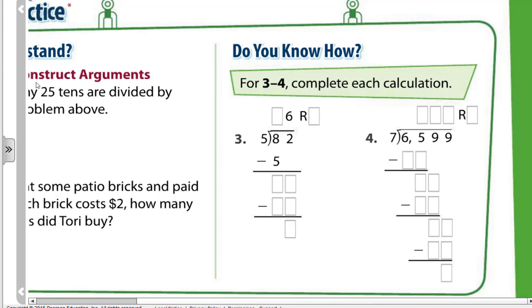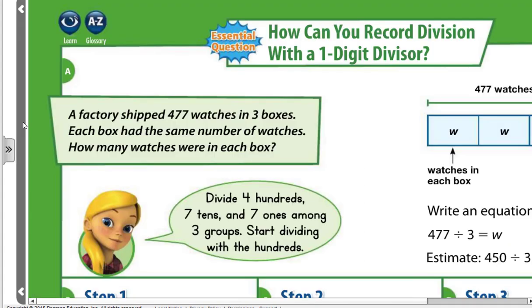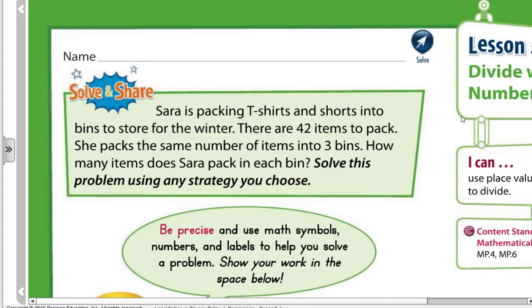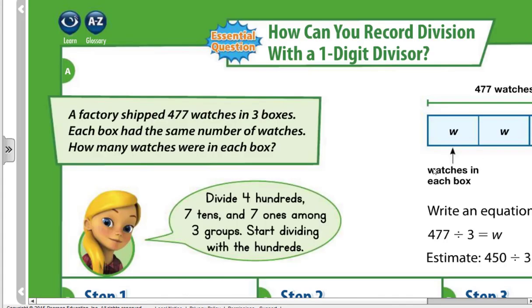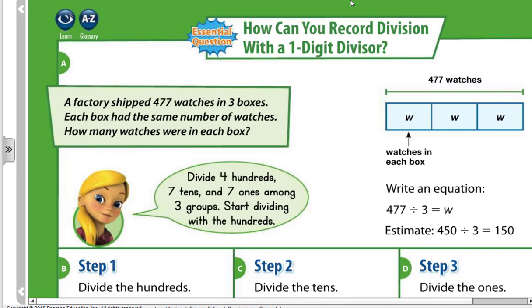Of course, yesterday we used pictures. We drew pictures and solved the division question. Today we will not do the same. Today we will use the steps, not the drawing.